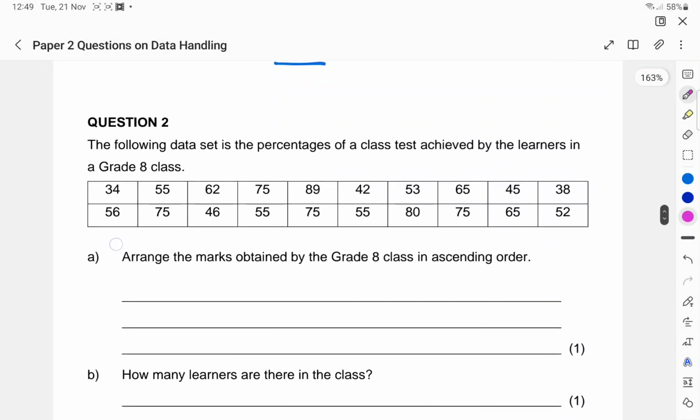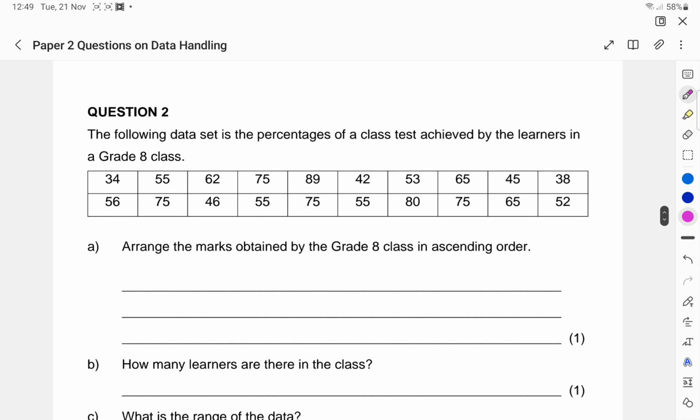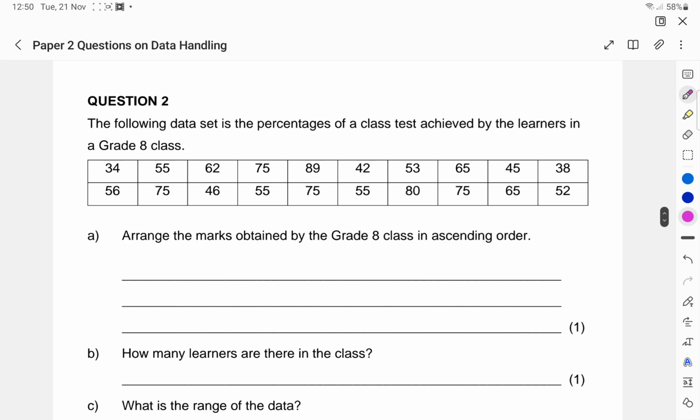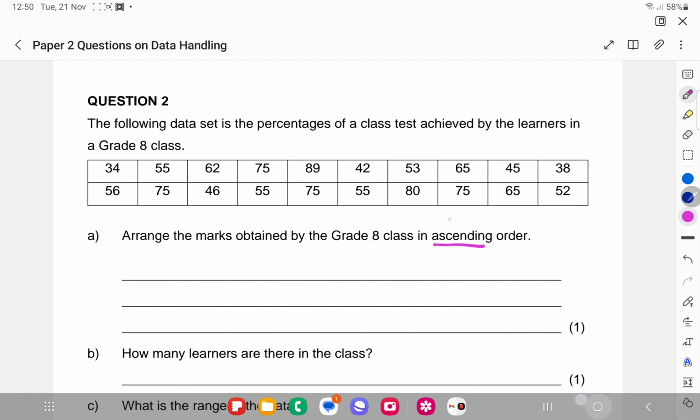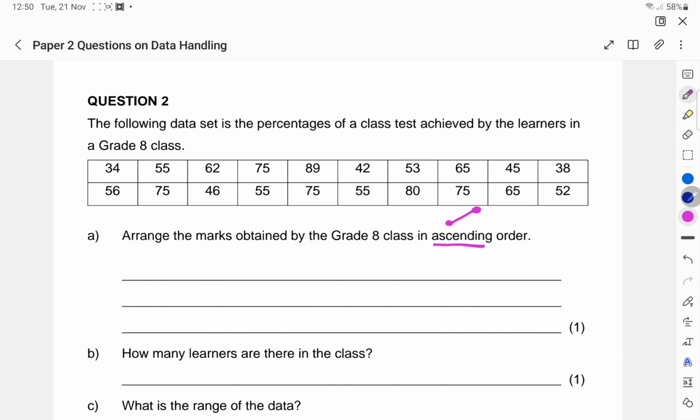Let's move on to the next question. Question 2. The following data is percentages of a class test achieved by the learners in a grade 8 class. Okay, so can we see, is it in order? No, it's not. So arrange the marks obtained by the grade 8 class in ascending order. Ascending is from smallest to biggest.